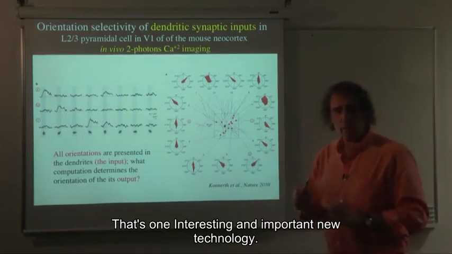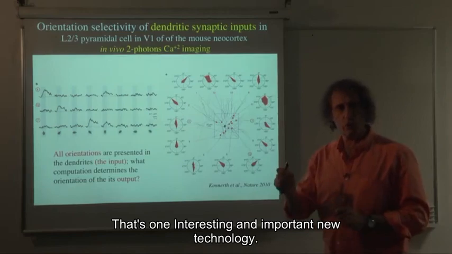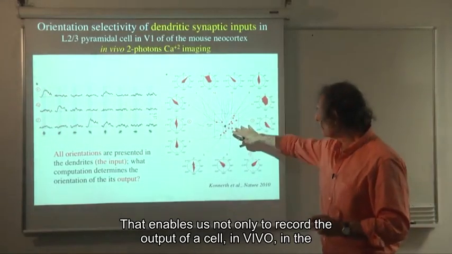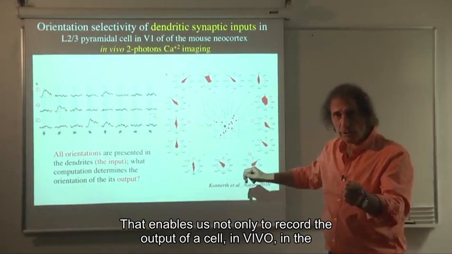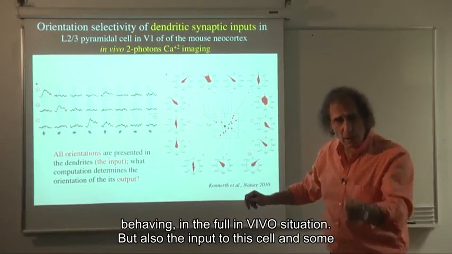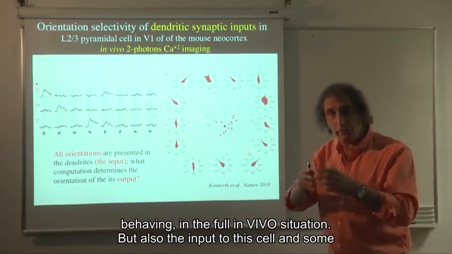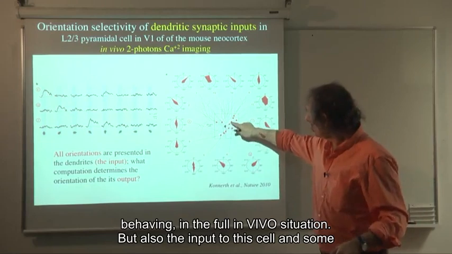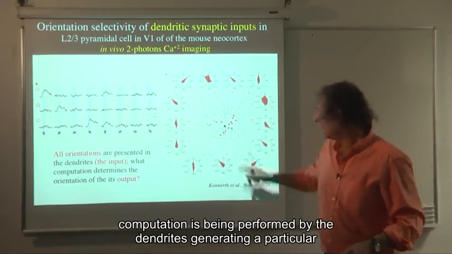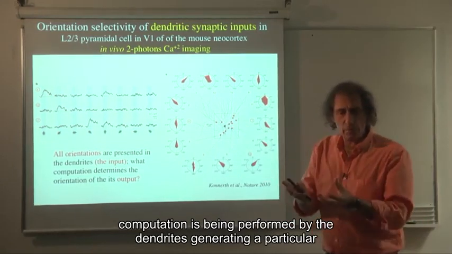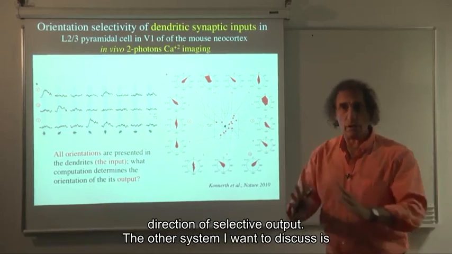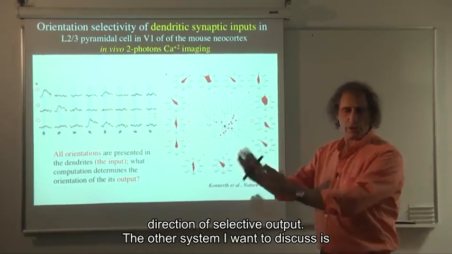That's one interesting and important new technology that enables us not only to record the output of a cell in vivo, in the behaving animal, in the full in vivo situation, but also the input to this cell, and some computation is being performed by the dendrites, generating a particular directional selective output.